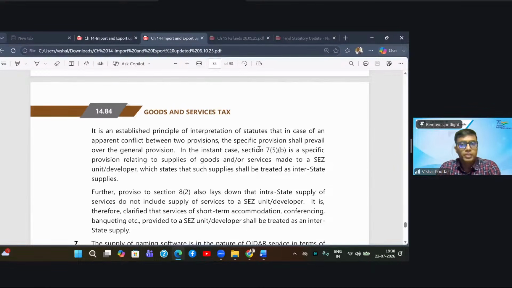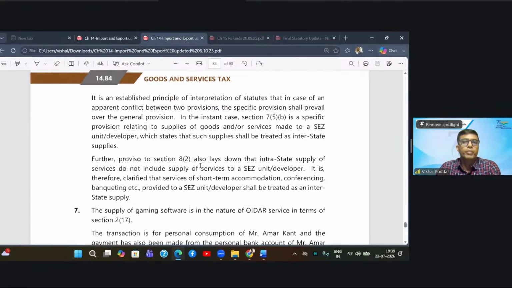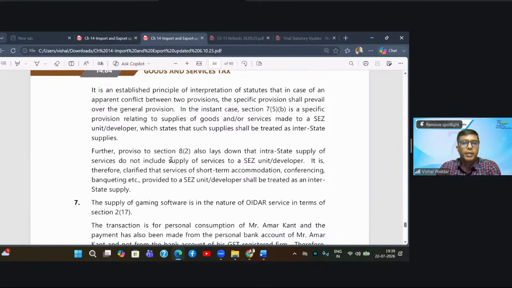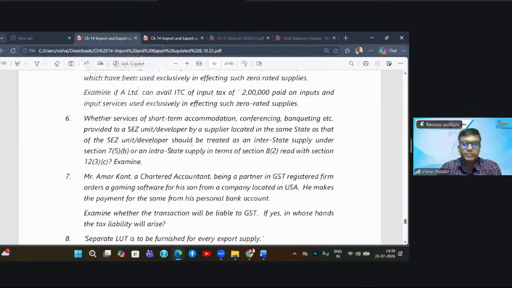Now, in this case, 7.5b, which is dealing with interstate supply to SEZ, is a specific provision which says that such supplies are interstate supplies, whereas 8.2 is dealing with generic provision. And further, the proviso to 8.2 specifically says that intrastate supply will not include supply to SEZ. Therefore, it is finally clarified that whenever you are giving accommodation service, conference service, etc. to SEZ, who is within your same state, still it is an interstate supply because of the specific provision of SEZ.